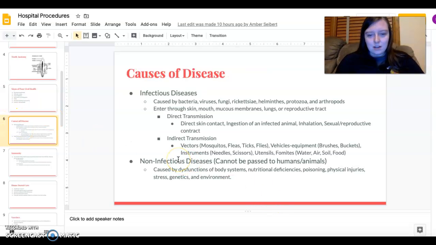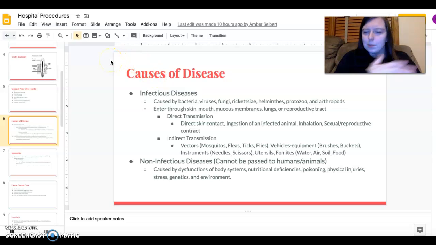All right, causes of disease in our pets and animals that would relate to our hospital procedures that we're talking about today. First off, we have infectious diseases. I will say you might see some of these diseases in here that you looked up a couple days ago in your diseases profile assignment. But this is like an overall, just get to know what's harmful or not, I guess.